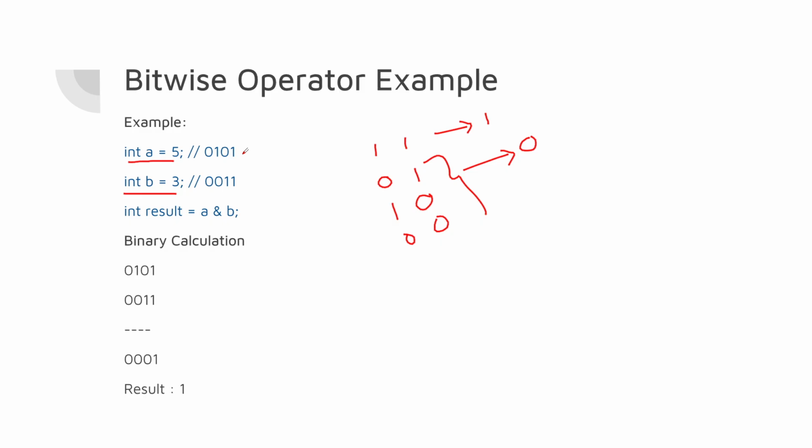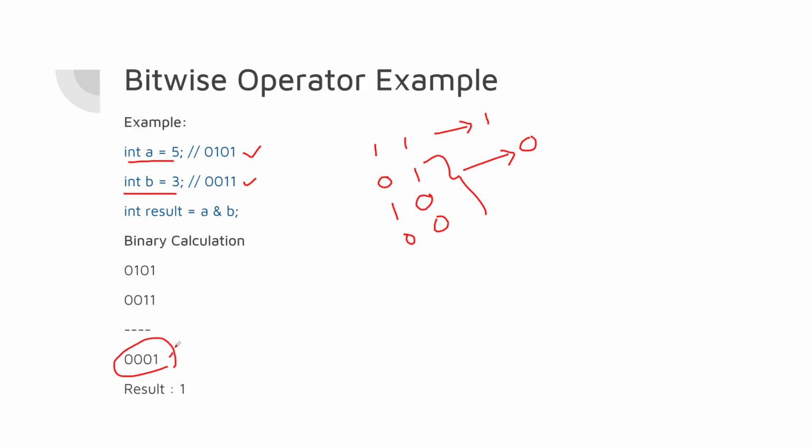Here I have given the binary value for 5 and this is the binary value of 3. I am going to take the binary values of 5 and 3, then we are going to do the AND operation. If both are 1, then the output will be 1. If any one of the inputs is 0, then obviously the output will be 0. So this is the result that we get after doing the AND operation of a and b.